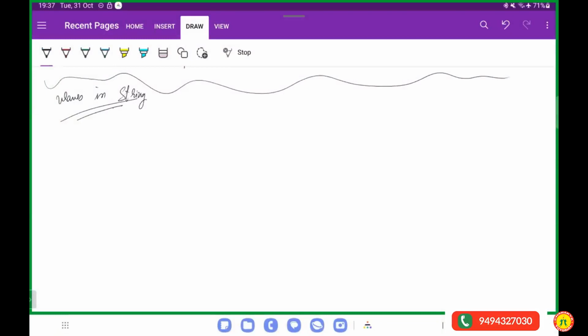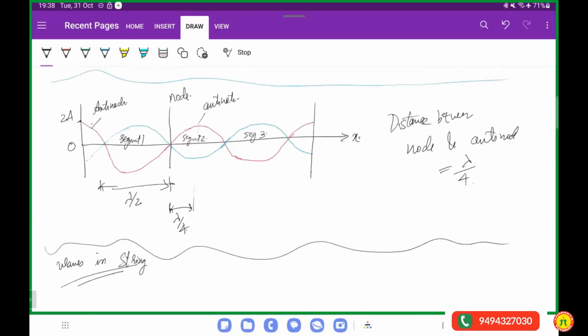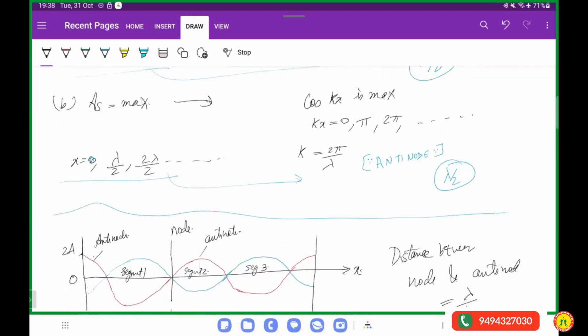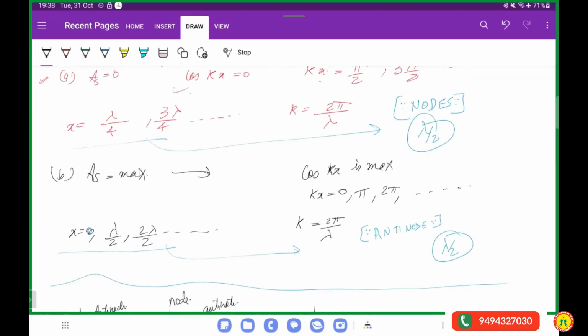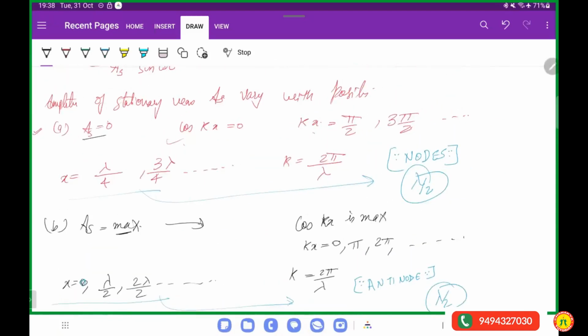Sir, so antinode is a maximum point, right? And node is a minimum point. For stationary waves, the maximum point is antinode and the minimum point is node. That's it, right? Yes, एकदम correct.